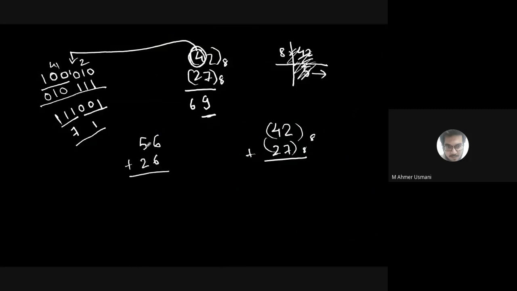So अगर मुझे 56 plus let's say 26 करना है, okay, octal में, what will be the answer? Both are octal. So 6 के बाद 6 क्या आएगा? 6 के बाद 7, 7 के बाद 10, 10 के बाद 11, 11 के बाद 12, 12 के बाद 13, उसके बाद 14.